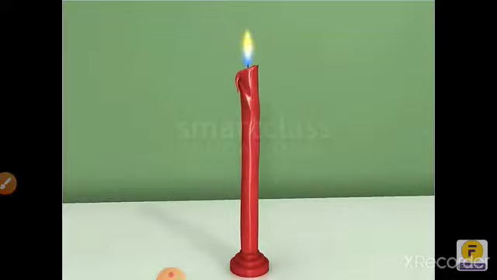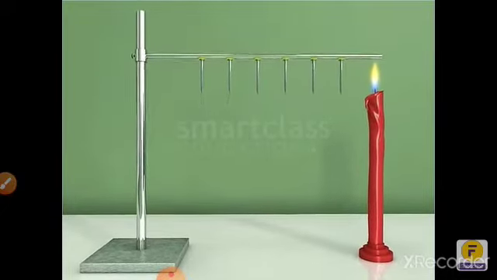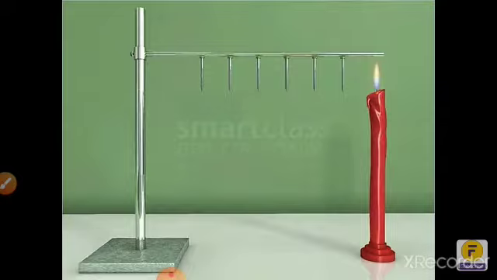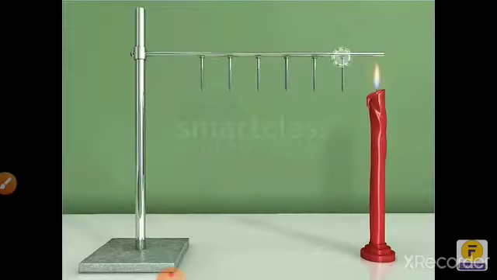Equal distances should be kept between them, and now we light the candle and place it at one end of the iron rod. Now when the candle starts to burn, the iron rod starts to heat up also, and one by one the iron nails fall down. How does this happen? How do the iron nails fall down one by one?